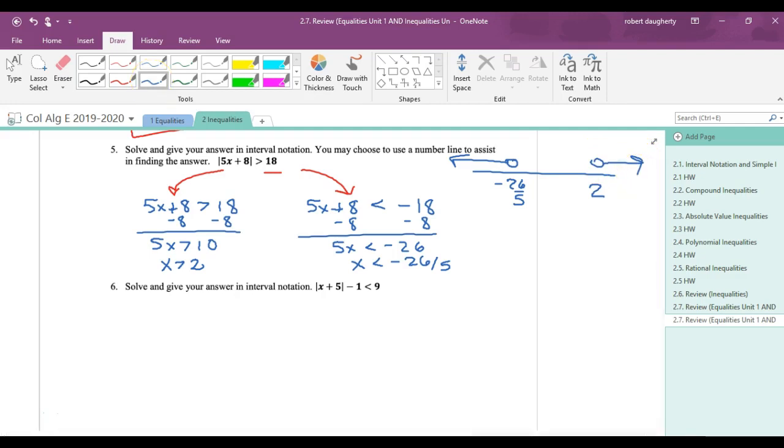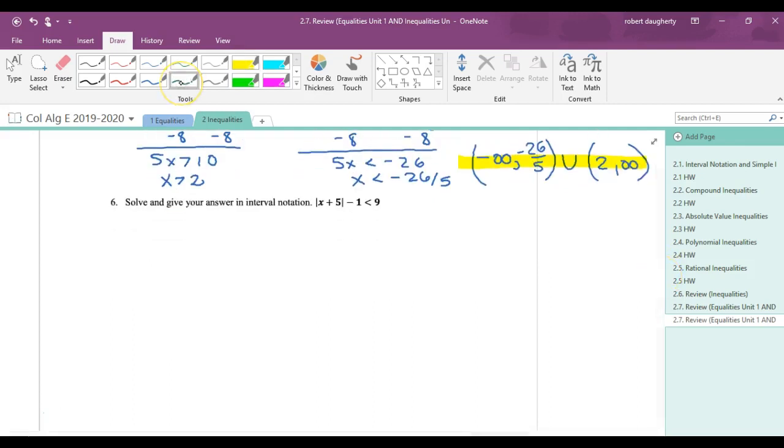So my answer in interval notation is negative infinity to negative 26 over 5, or 2 to infinity. Those are the two intervals that are the solution. So again, I'm not really grading the number line part. I want this final answer to be in interval notation, which is what you see here.